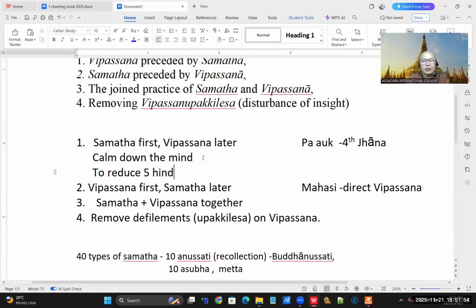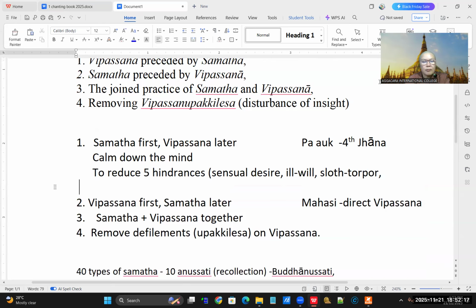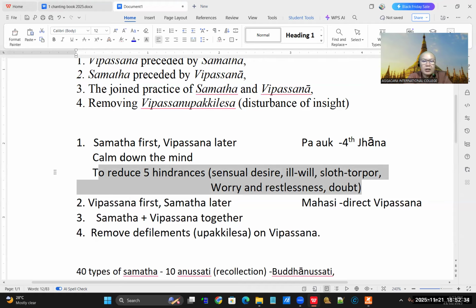to reduce what we call the 5 hindrances. This is important. If your mind is disturbed by craving, sensual desire, ill will, sleepiness, sloth and torpor, restlessness and worry, and doubts, you cannot get any samadhi, any concentration. So we need to reduce these, and that's why we do Samatha, to calm down the mind.